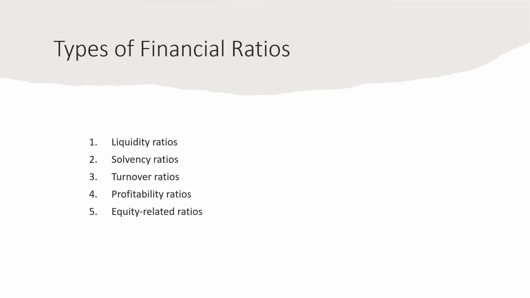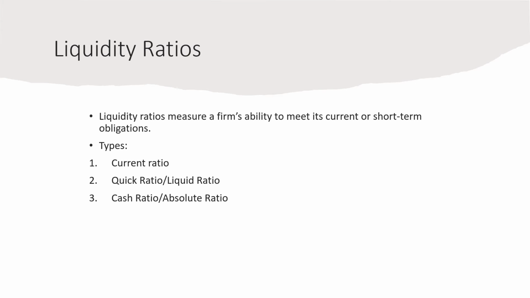For the purpose of this video, we will be looking at the liquidity ratios first. And in the subsequent videos, I will be taking up each and every ratio in detail. Liquidity ratio measures a firm's ability to meet its current or short-term obligations. That is, whether the company is liquid enough to repay its short-term debt.